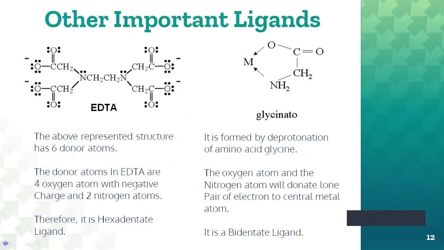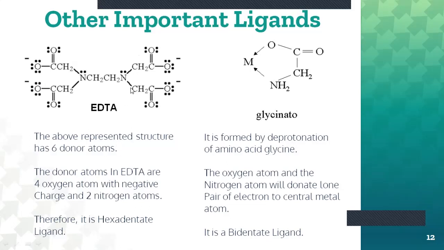The first and very important ligand is EDTA, that is ethylenediaminetetraacetic acid. I hope you are clear with the name, why it is named EDTA: ethylenediamine, and tetra will mention four. The four acetic acid groups are present in these ways. The above structure has six donor atoms.